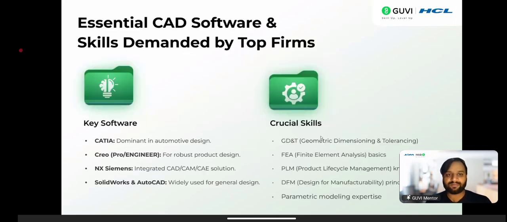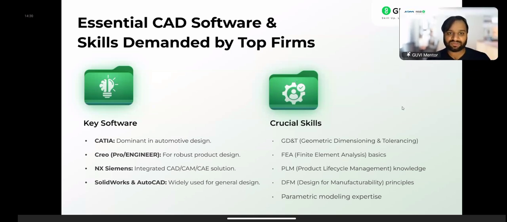So moving on to the next slide. Essential CAD software skills demanded by top firms. These are the key software which I have listed here. There are many more than this also. For example, CATIA is mostly used in automotive design, and mostly which I have seen in the Pune side, it is used there. Creo for robust design. Ansys Siemens basically has CAD, CAM, and simulation solutions also. SolidWorks and AutoCAD are widely used for general design. So these are the software which are mostly used.